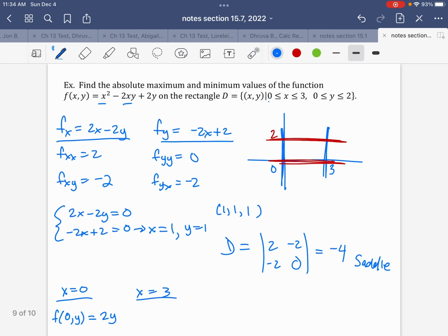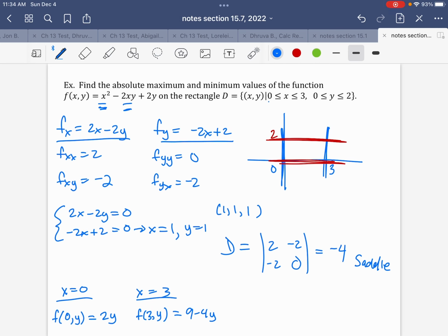Okay, and so then if I do x equals 3, well, I'm letting x be 3 right here. And so I get f of 3, y. And that would be 9 minus 6y plus 2y. So 9 minus 4y. So that was the equation of that line that we were seeing with the intersection.